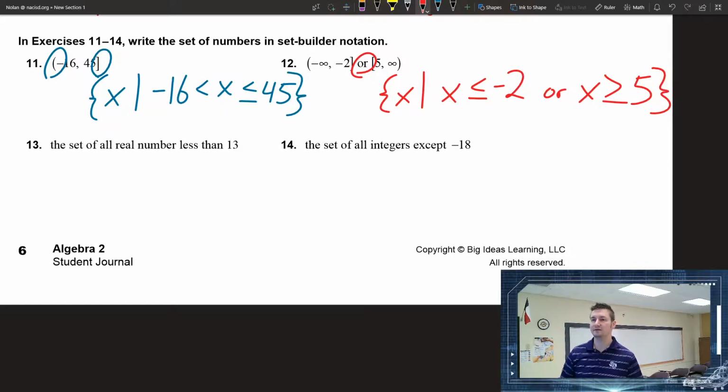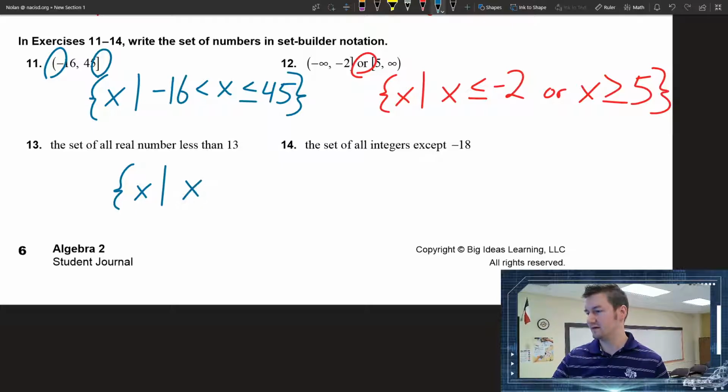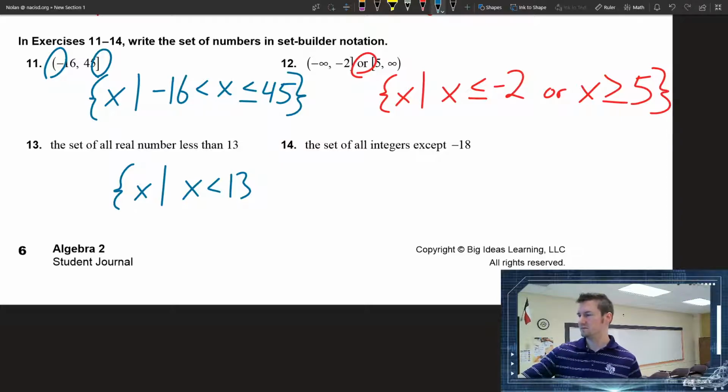Okay, number 13, the set of all real numbers less than 13. So set up our set builder notation again, x, where x is going to be less than 13. So x less than 13. That one wasn't too bad.